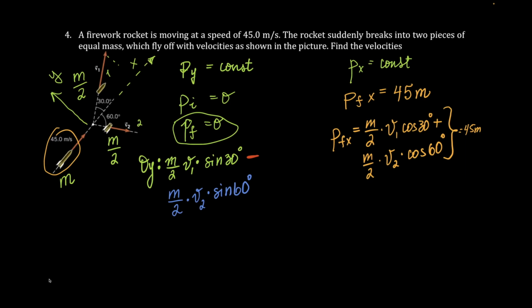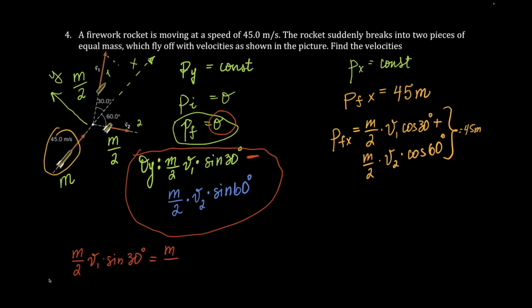Now let's look at this again. This right here to begin with was equal to 0. It continues being 0. Then I can rewrite this as m/2 v1 sine of 30 equals m/2 v2 sine of 60. Why am I doing that? Because if they are subtracted from each other and that subtraction gives us a 0, there is no difference between them. Since there is no difference between them, they are equal to each other. m/2 and m/2 cancel, so they disappear.